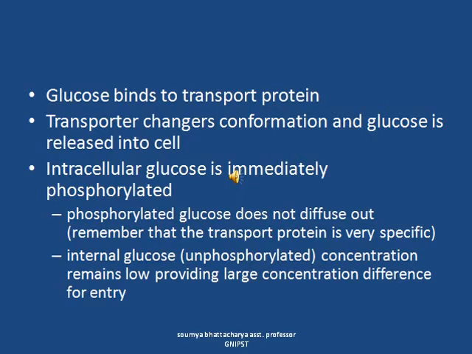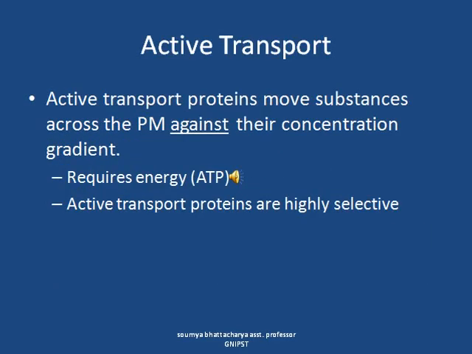Another important transport mechanism is active transport. This transport mechanism requires energy in the form of ATP. The transport of molecules is against the concentration gradient, so the process is known as an uphill process. It requires energy, and active transport proteins are highly selective. Actually, there are a number of different active transport systems available.